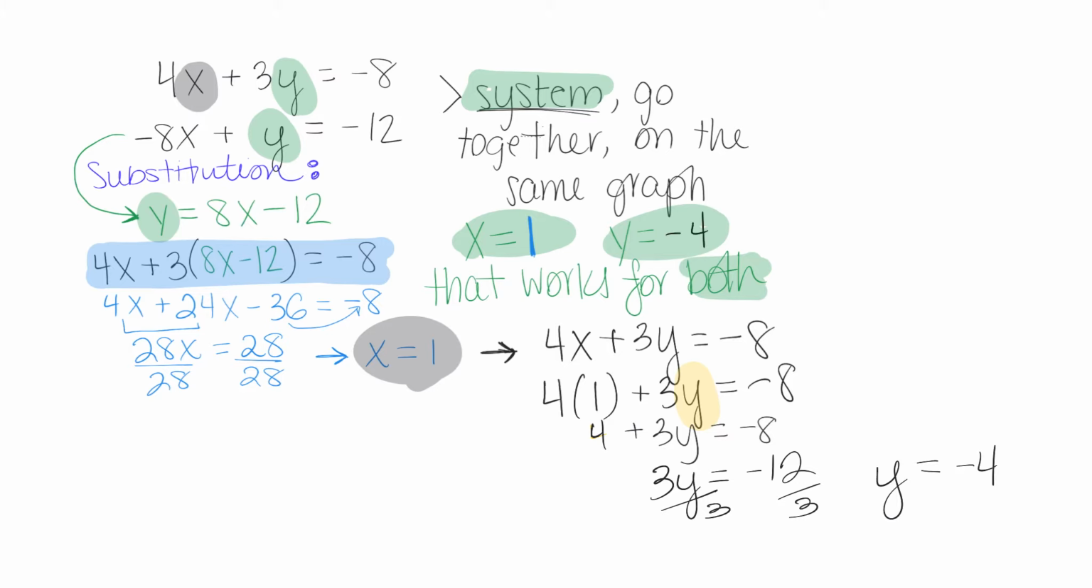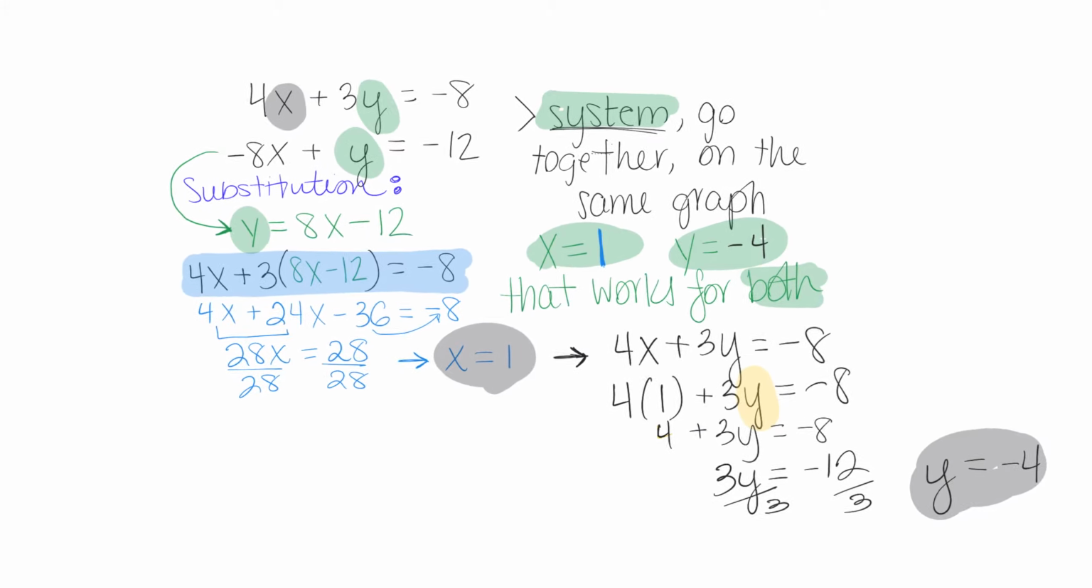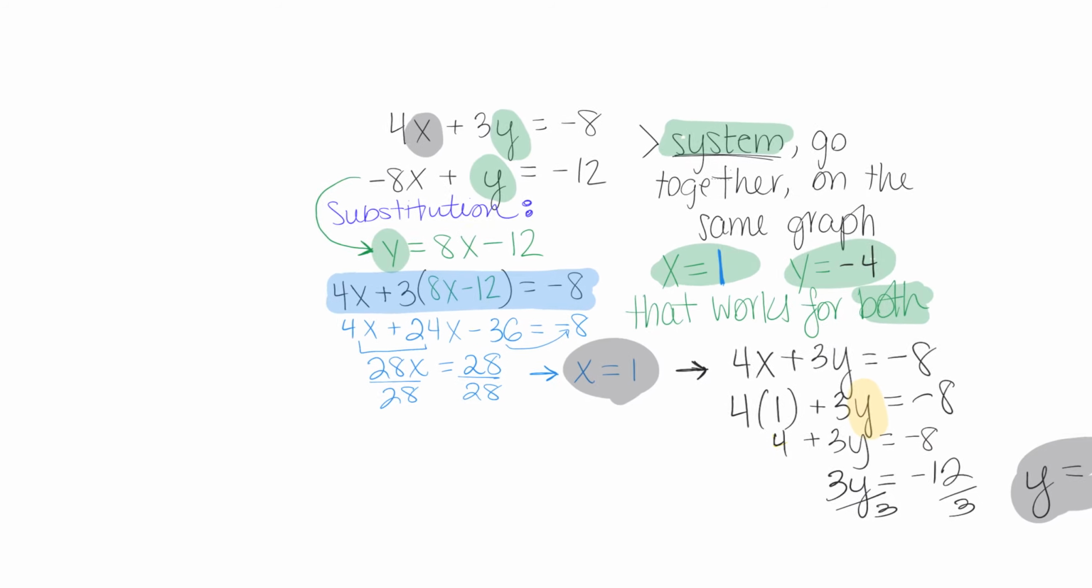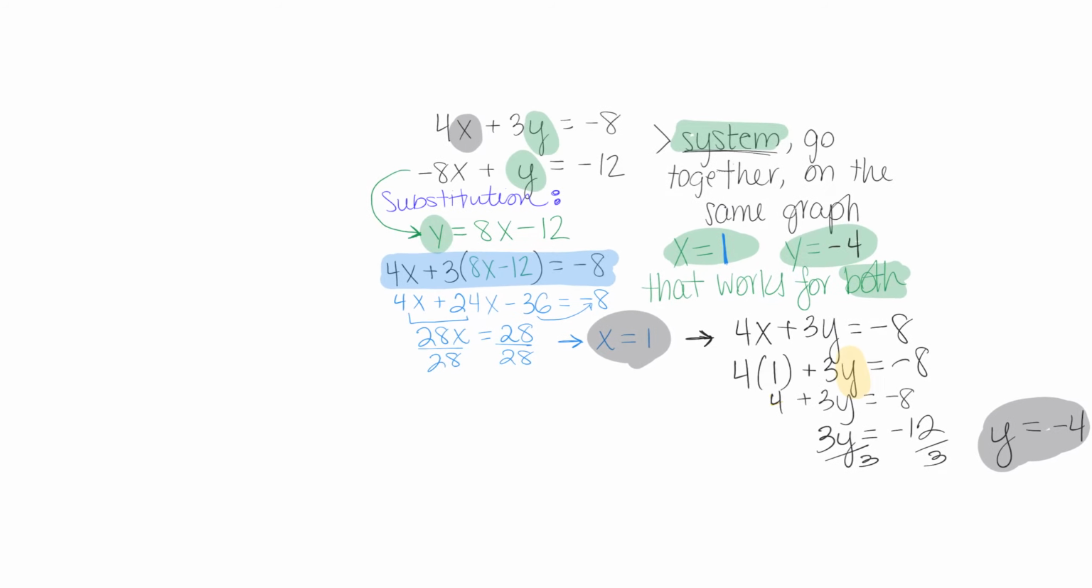Y equals negative 4. And now I have found an x and a y that should work in both of these linear equations that are part of the system. So I'm going to go try that. I'm going to come over here. I'm going to make this small. I'm going to come over here and I'm going to check my work and show it to you that this works.